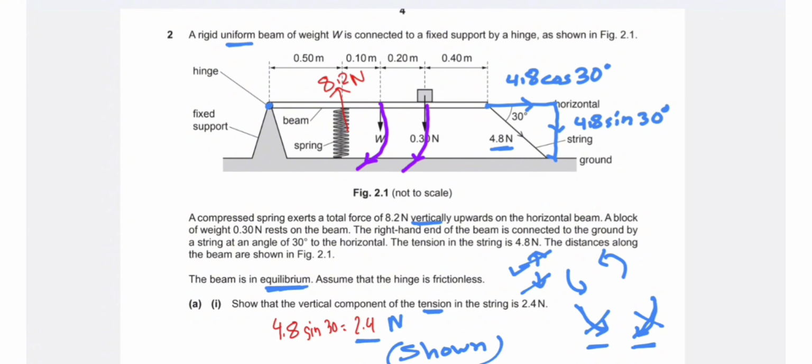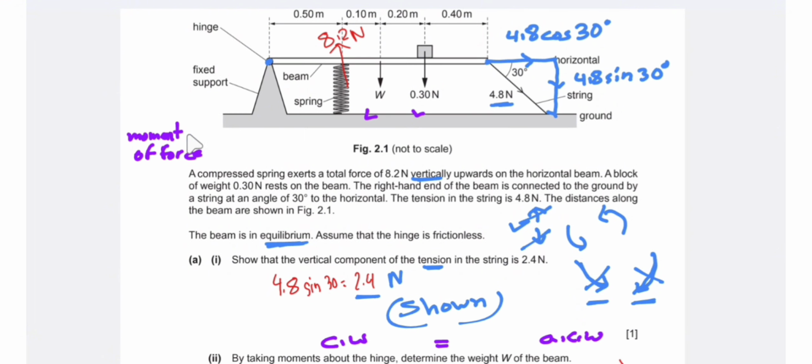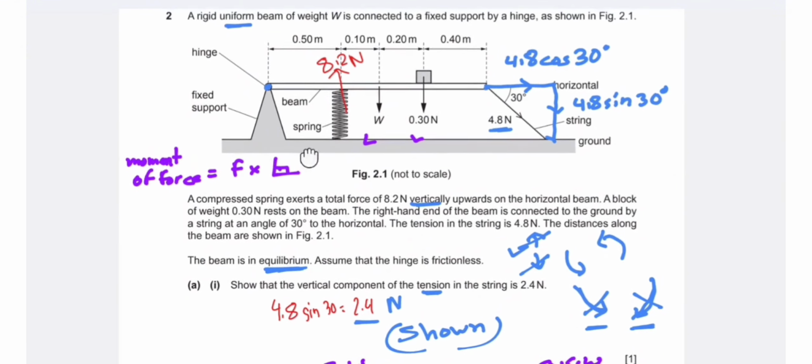So they are the clockwise moment. So clockwise moment is weight and the... so first of all, what is moment? Moment of force is equal to force and the perpendicular distance from the pivot. So moment of force is the product of force and the perpendicular distance from the pivot.